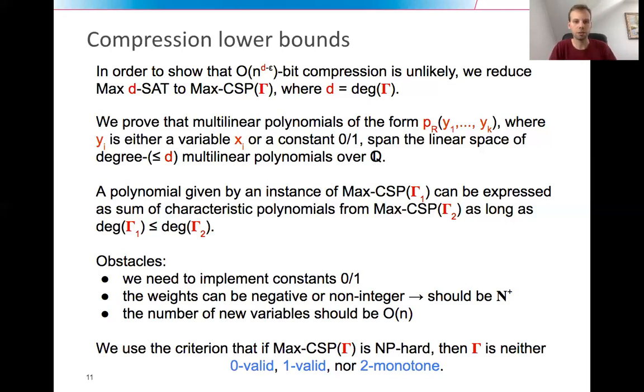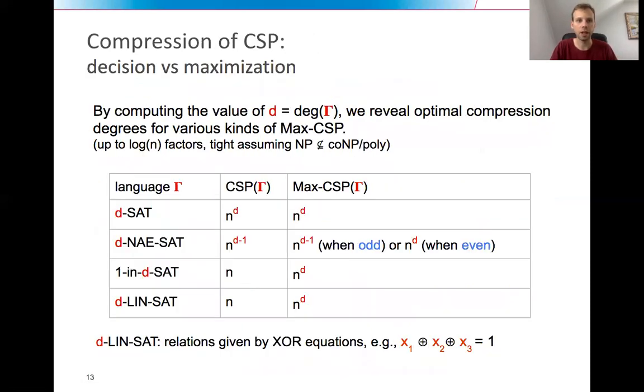So I'm not going to define what these properties are, but these are some properties that say that gamma is sophisticated enough. And the most technical effort in our paper is using these properties to gadgetize these obstacles and make the reduction work. So once we are able to identify the optimal compression size for Max CSP gamma, we can take a look at how this works with the examples that we've seen so far.